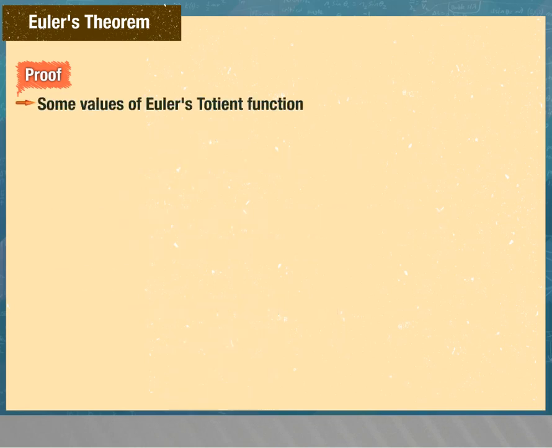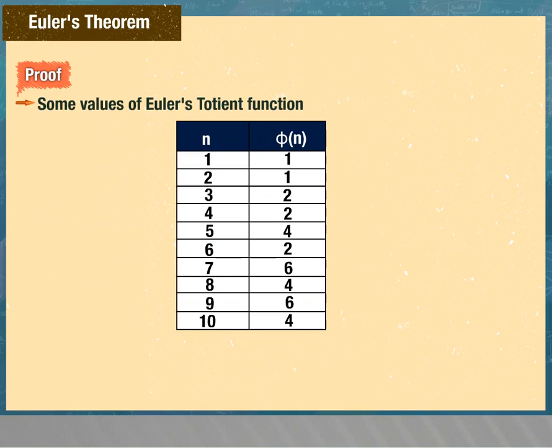Some values of Euler's totient function phi of n. N is equal to 1, phi of n is equal to 1. N is equal to 2, phi of n is equal to 1. N is equal to 3, phi of n is equal to 2. N is equal to 4, phi of n is equal to 2. N is equal to 5, phi of n is equal to 4. N is equal to 6, phi of n is equal to 2. N is equal to 7, phi of n is equal to 6. N is equal to 8, phi of n is equal to 4. N is equal to 9, phi of n is equal to 6. N is equal to 10, phi of n is equal to 4.